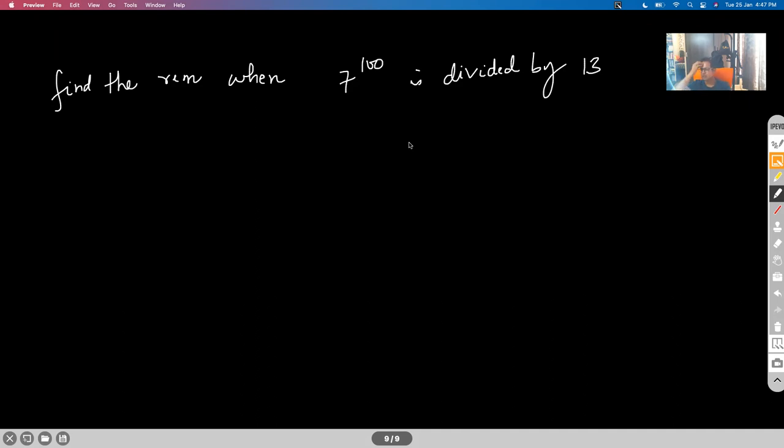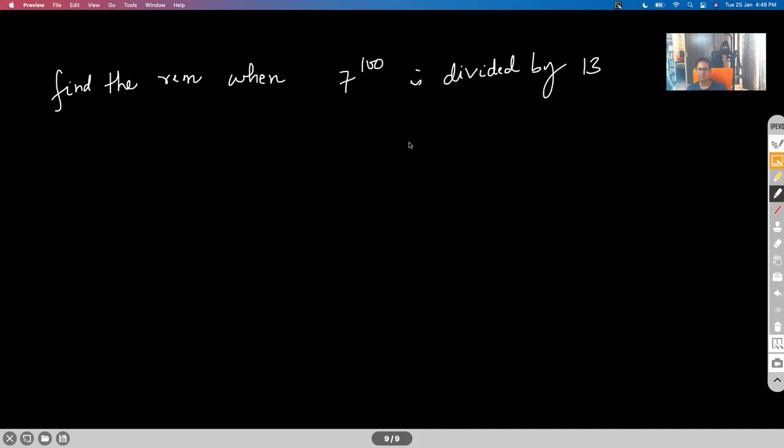Now here, I don't know whether you are trying it or not, but however you try, you will not be able to express 7 to the power 100 as some base which is a multiple of 13 plus minus 1. You may try it out. Let's say if you take 7 to the power 2, so it's 49, right? 49 is not a multiple of 13 plus minus 1. You can try it out.